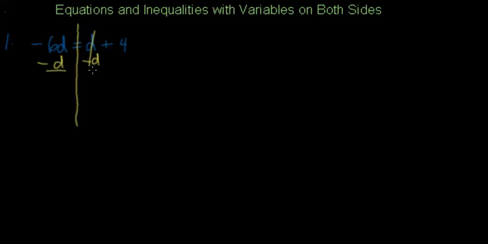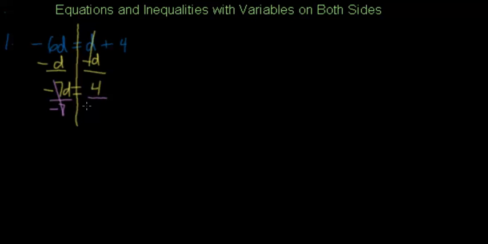So as a result, I end up with negative 6d minus 1d, which would be a negative 7d equals, and then we go ahead and bring down the 4. And again, we still want to isolate this variable. So we're going to divide by a negative 7 since it's being multiplied by 7. So those will cancel out, and whatever I do to one side, I do to the other.